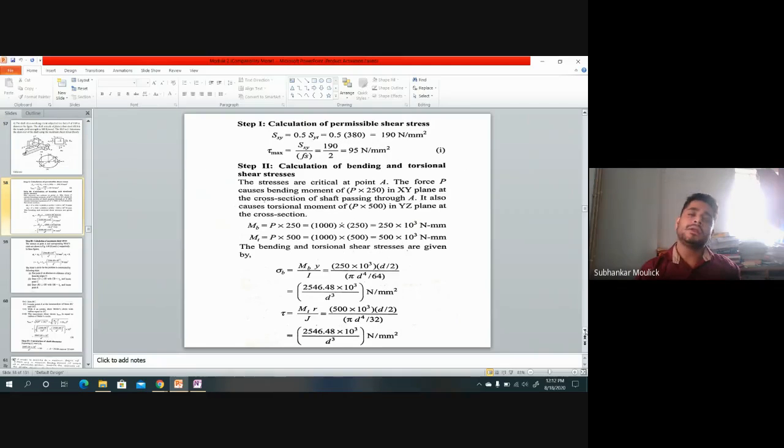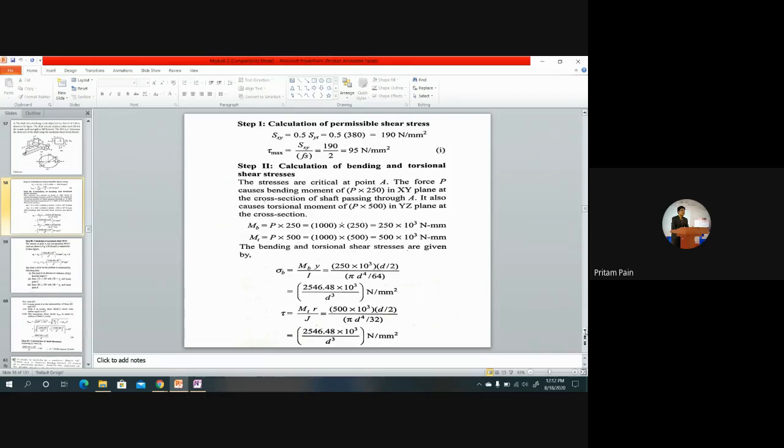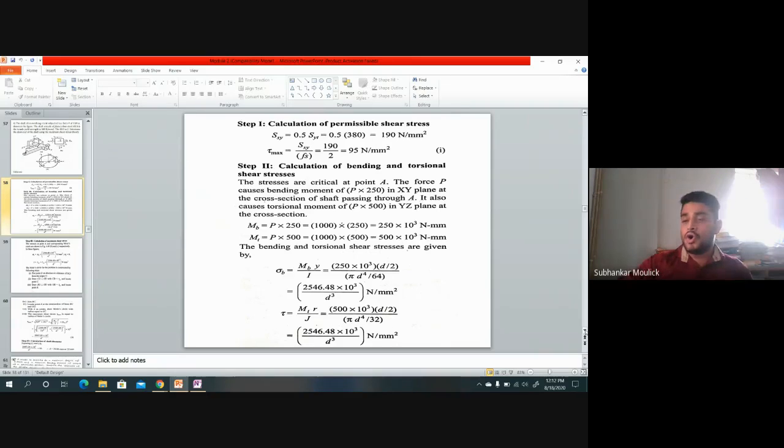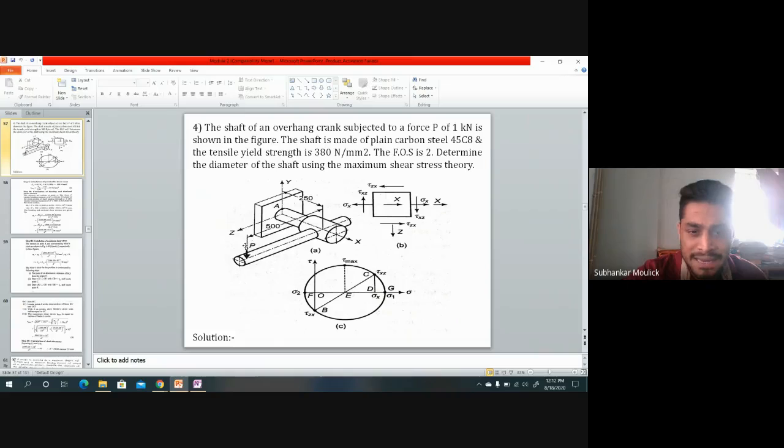Is equation number 1 clear? Yes, sir. Okay, so next, we know that P into 500 is creating a torque on this entire problem, due to which shear stress is acting, and P into 250 is creating bending in the entire problem at point A, due to which bending stress is acting. So let us find out individually the value of shear stress and the value of bending stress.